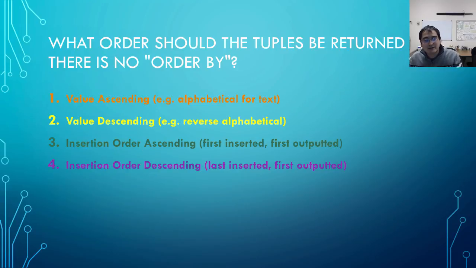First index card question. What order should the tuples be returned if there's no order by clause in a SQL statement?